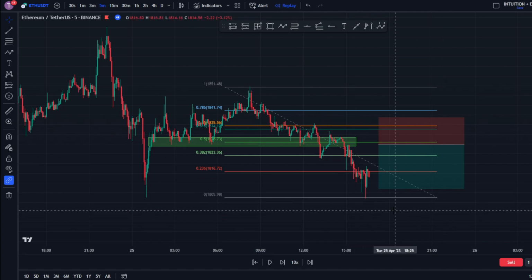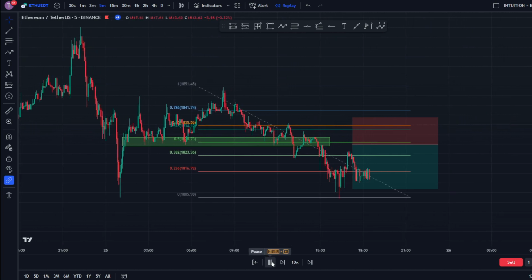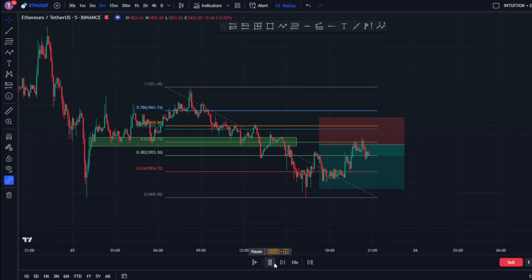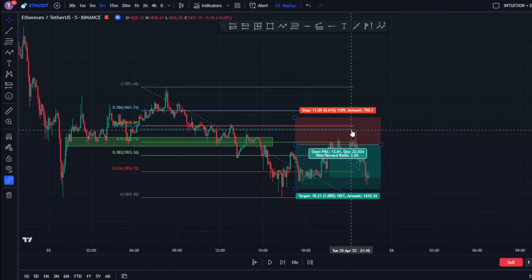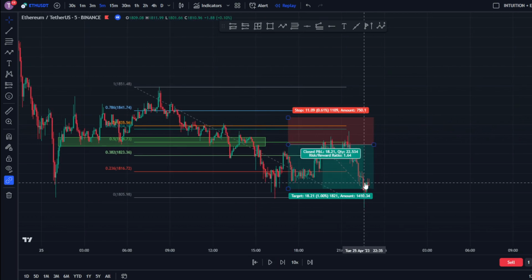So we're going to see how this plays out. I have already placed my trade at that area. So are we going to get filled? Let's look. Here we get filled on the 618 level, and you can see that it reached the 618 level, and we didn't get stopped out, and now you can see that it's a winning trade.